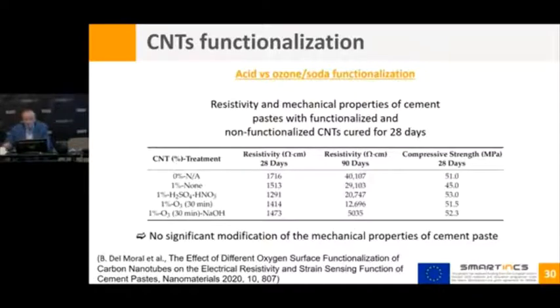And then if we look at the compressive strength, as we can see there, for the system without carbon nanotubes, the compressive strength after 28 days of curing was equal to 51 megapascal. And then for the systems that contained carbon nanotubes, as you can see, the compressive strength was not significantly increased, even with the treatment based on ozone and soda. So there was no significant modification of the mechanical properties of cement paste in this case.